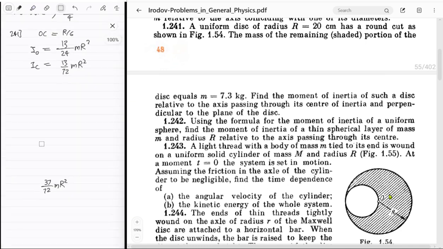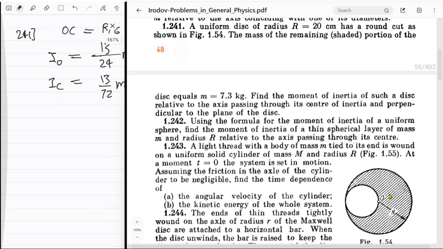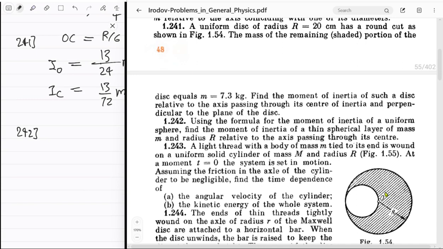Next question, 242. Come on, 242, let's do it. Using the formula for the moment of inertia of a uniform sphere, find the moment of inertia of a thin spherical layer of mass m and radius r relative to the axis passing through the center. Okay, this is actually a nice thing. I did think about this, but I never really thought about actually formalizing this. But now I can do it.